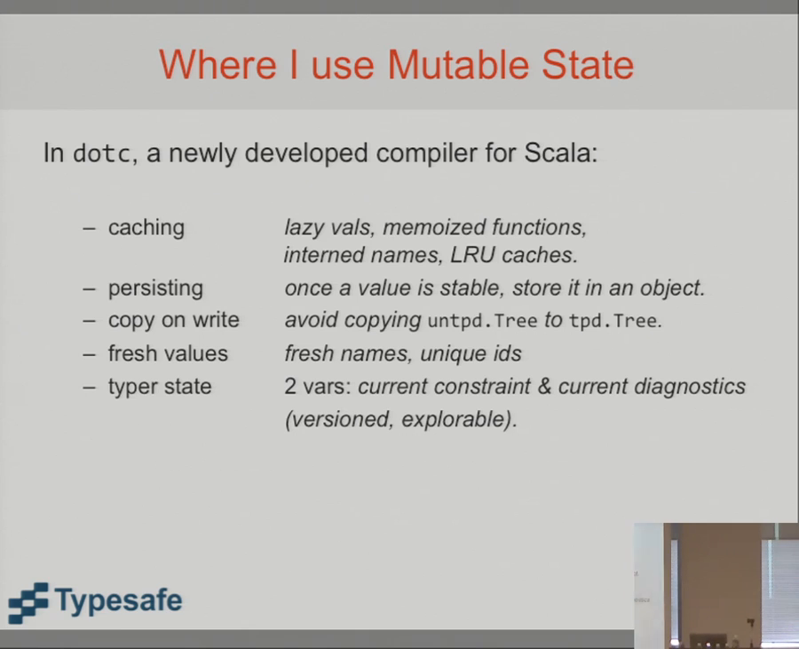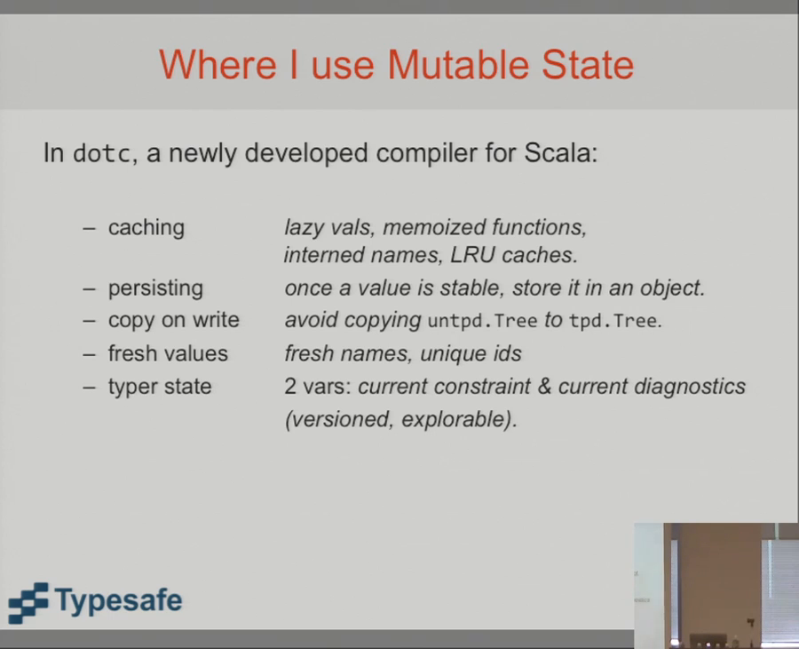Once I do all that, I'm actually left with two mutable state variables that I have to thread through the whole compiler, basically everywhere. They are the current constraint and the current diagnostics. So the current constraint is an object that gives you essentially the subtyping constraint for the inference. It tells you what type must be a subtype of what other type when you compute type variables. So type parameters, best solutions, and things like that.